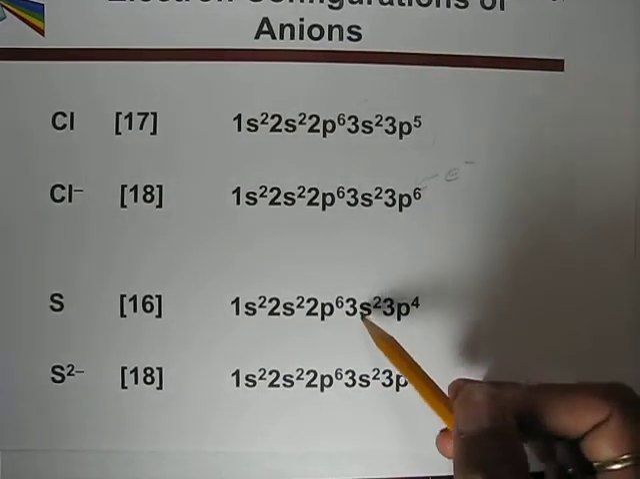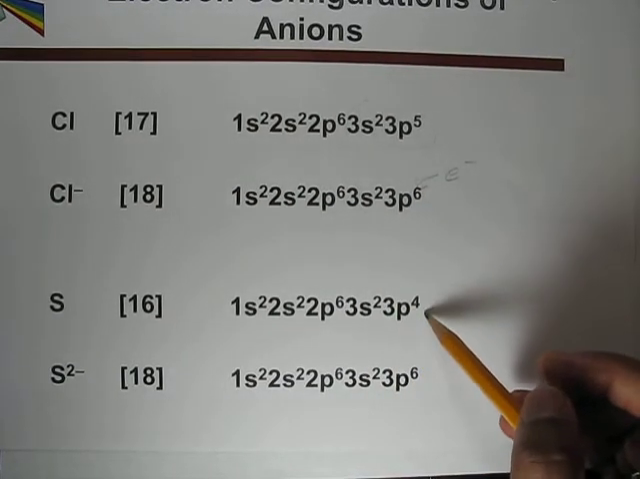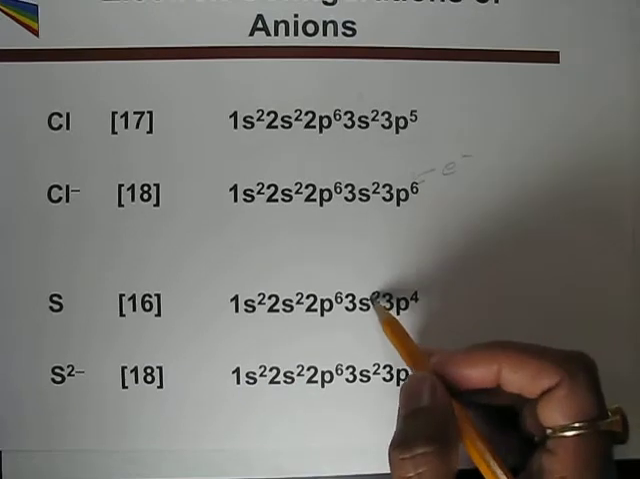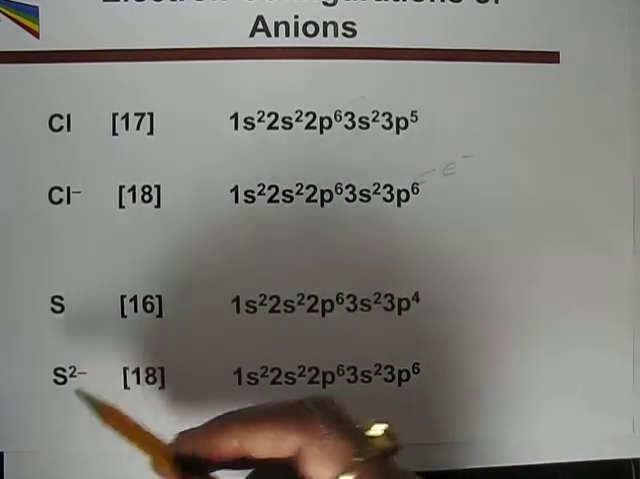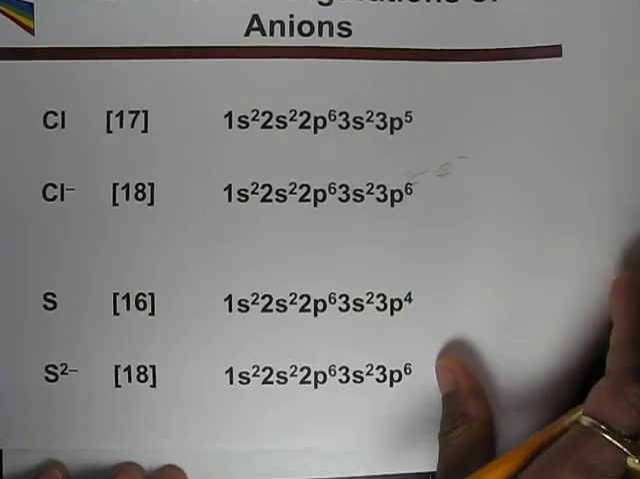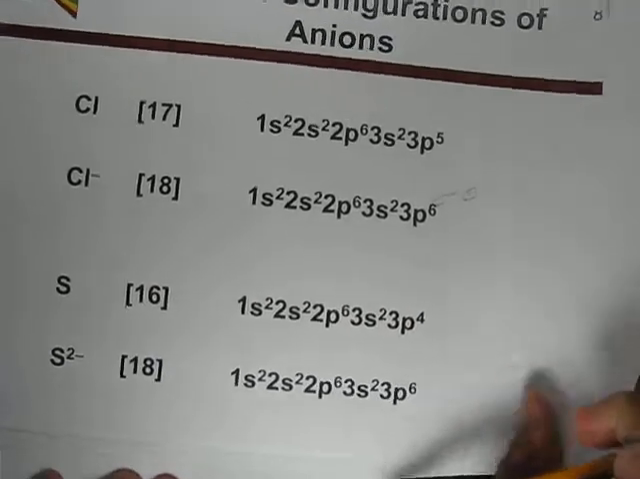Sulfur has 3s2 and 3p4, so it has only 6 electrons in the last shell. That is why it needs 2 electrons, and this becomes S2 minus. So this was about the electronic configuration trend in the periodic table.